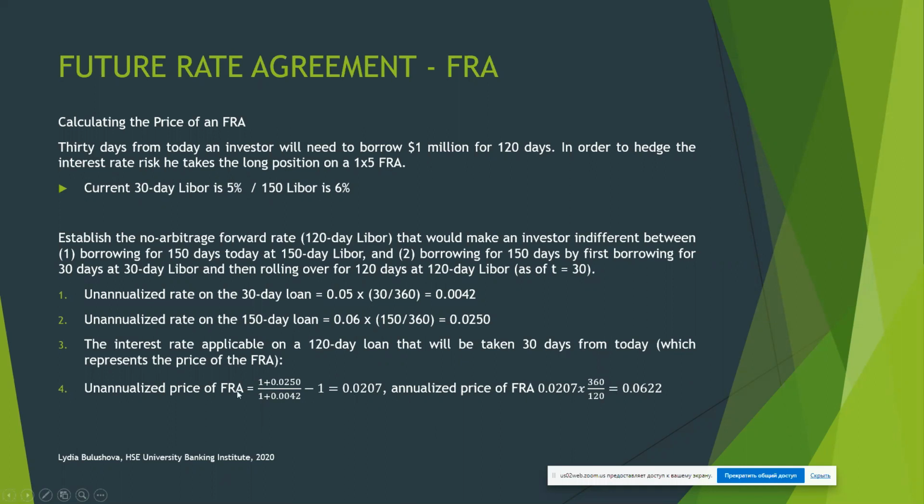So what do we have? We have to get the fixed rate equivalent of this thing. The fixed rate equivalent is the following. This is what we have for 150 days. This is what we have for this 30 days waiting.